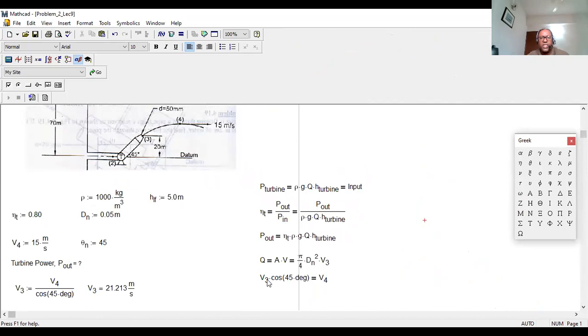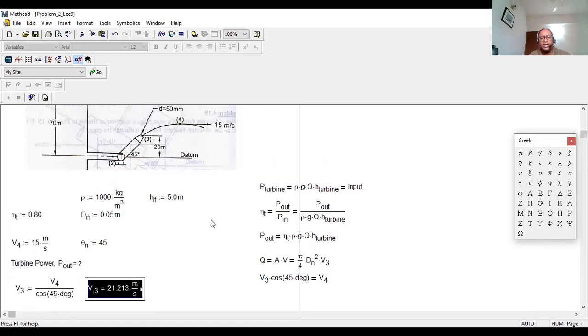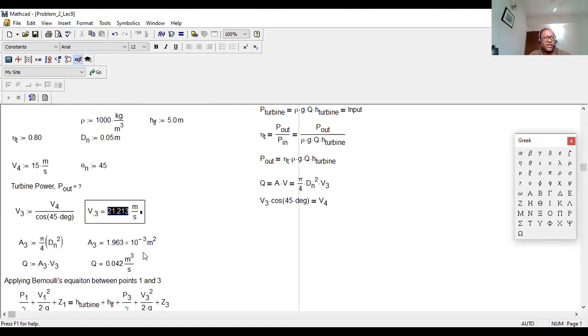So you see V3 cos 45, that will be equal to V4. So from here we can figure out the V3. Okay. Now we are applying the Bernoulli's equation. Now V3 is there. We need to figure out the turbine power. So we need the Q. How we get the Q? V3 is given. You figure out right over here. You multiply by the area, you get the Q. So V3 is over here. Then Q equal to A3 into V3. So this is the Q.